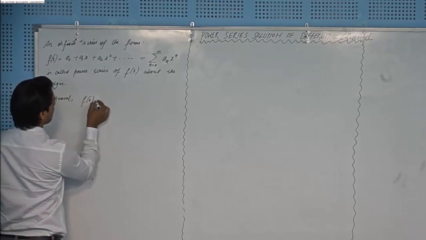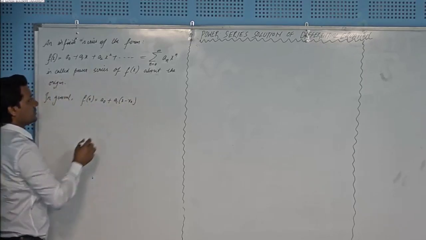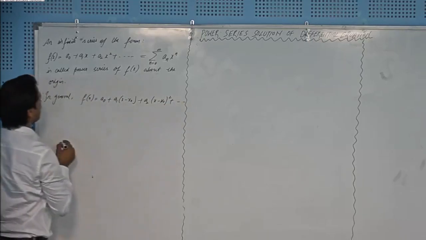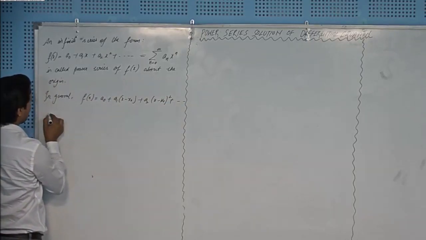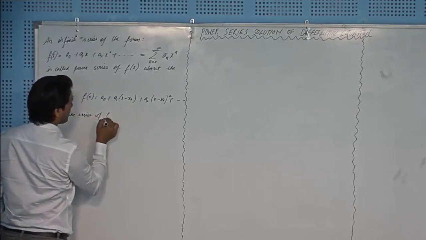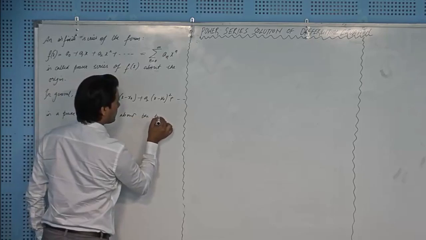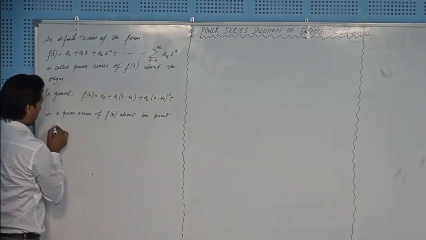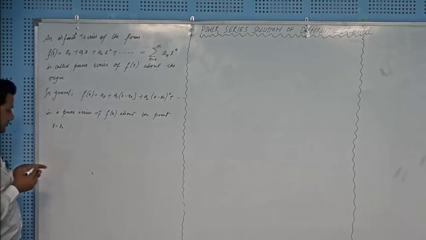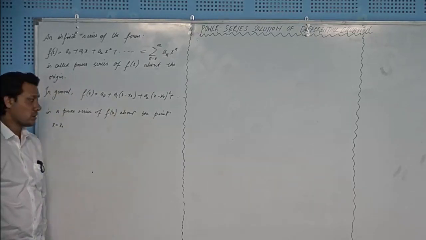And in general, if I write this infinite series in ascending powers of x minus x naught, a0 plus a1 x minus x naught plus a2 x minus x naught whole square and so on, right, it is a power series of function fx about the point x equal to x naught, right? The previous series is centered at origin, and the second one is centered at x equal to x naught, right?